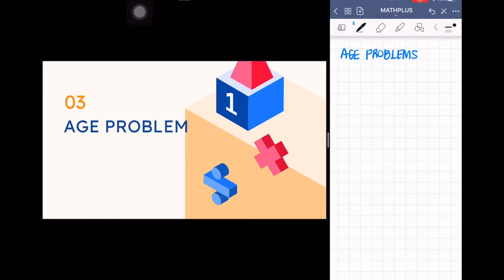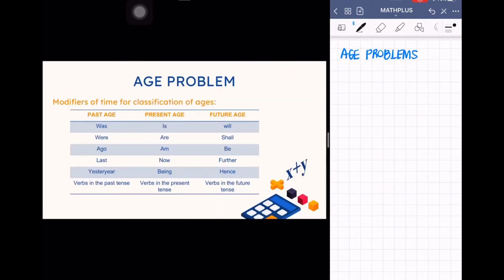As a continuation of the word problems, this time we are going to learn the second type of word problem, the age problem. It's very important for age problems that you are able to identify the tense or the time setting in which the condition is being given.